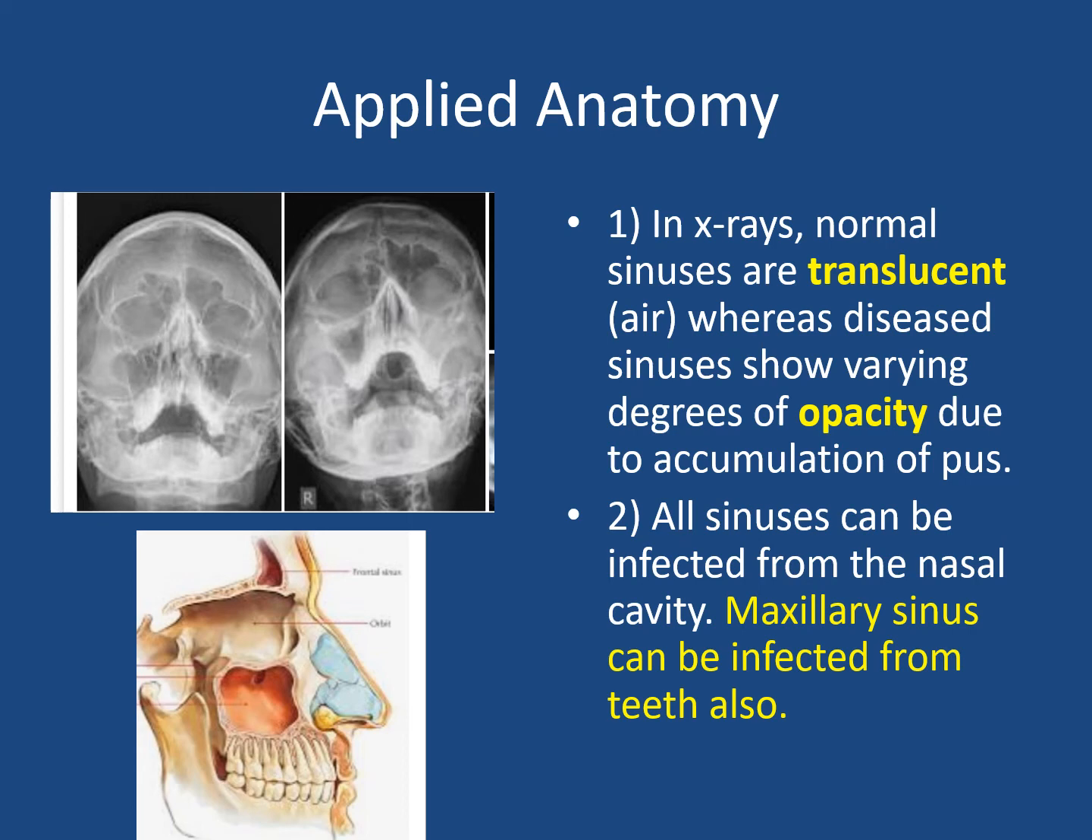But following disease, if the person is having sinusitis, the sinuses show varying degrees of opacity due to accumulation of pus. Now you look at the second X-ray, you will see one of the maxillary sinuses appears opaque. So this is the difference: normal sinus and sinus with sinusitis.